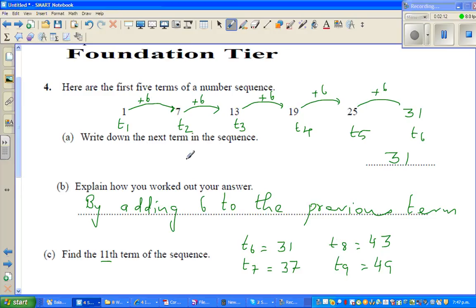Can you see a pattern there? The last digits are 1, 7, 3, 9, 5. T10 would be plus 6, which is 55. And T11 is again, the 1 is repeated. So you can see 1, 7, 3, 9, 5, and then again 1. This is plus 6, which is 61.